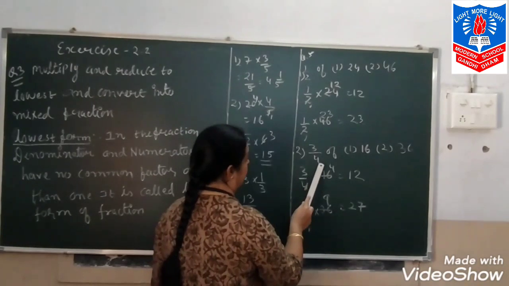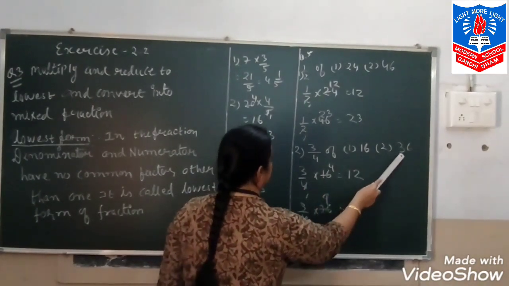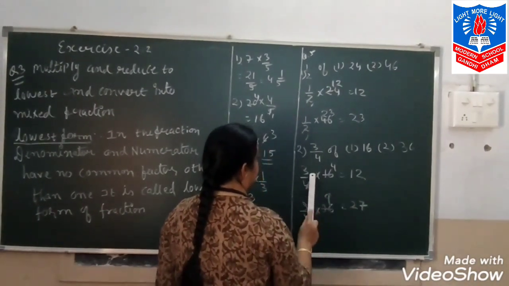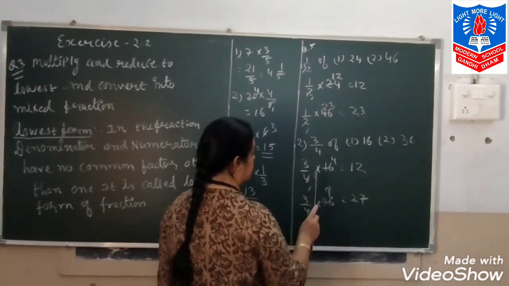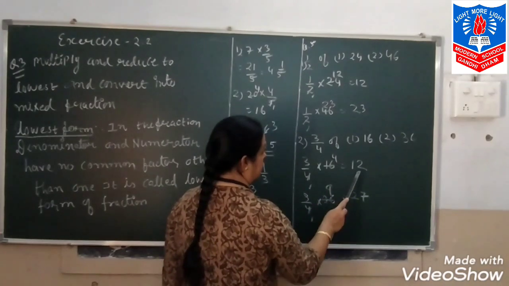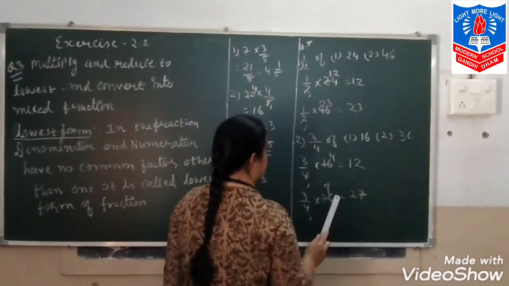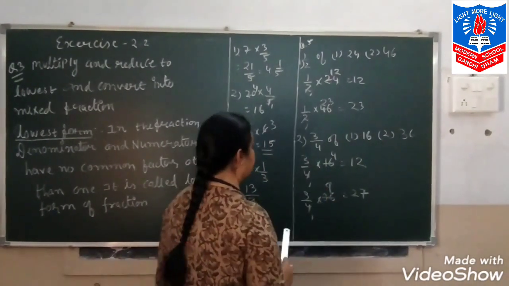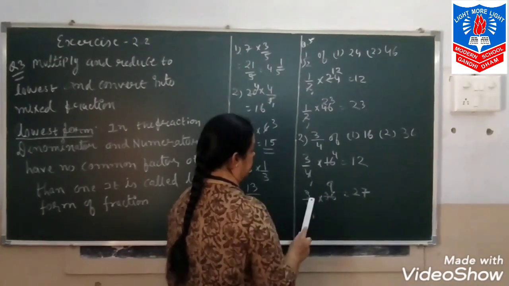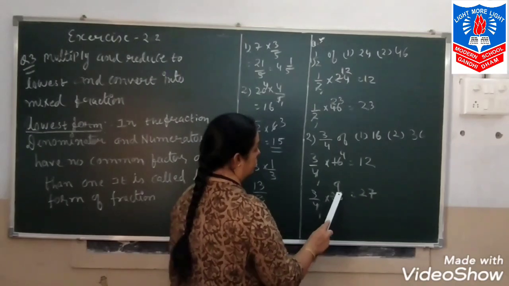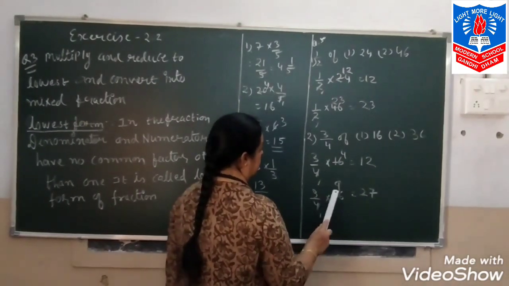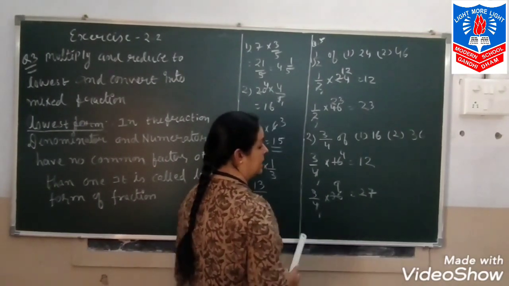Then second, 3 by 4 of 16. Of it means multiply. 3 by 4 into 16. 4 ones are 4, 4 fours are 16. 3 into 4 is equal to 12. Then 36: of it means multiply, the fraction is the same. 3 by 4 into 36. 4 ones are 4, 4 nines are 36. 3 into 9 is equal to 27.